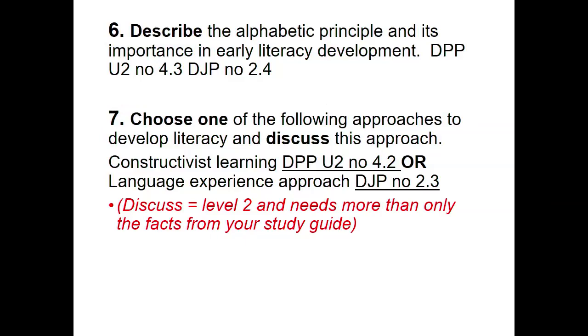The 7th one, choose one of the following approaches. This is again a choice question. To develop literacy and discuss each of these approaches. Constructivist learning approach, that is for the pre-primary students, and you will find the answer in Unit 2, number 4.2, or the language experience approach. That one is in the DJP study guide, and that is in number 2.3.